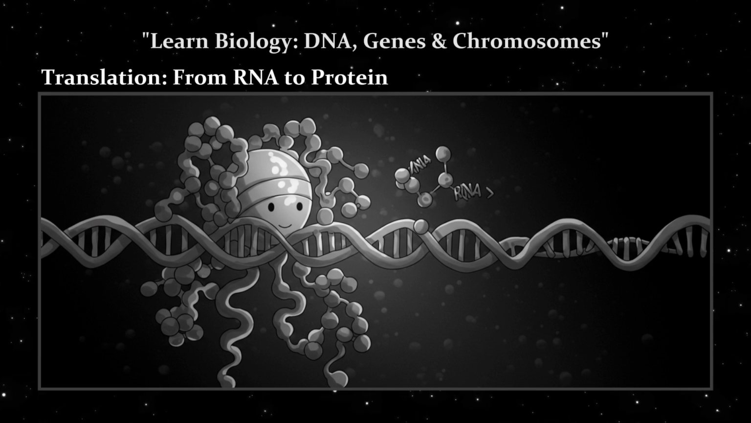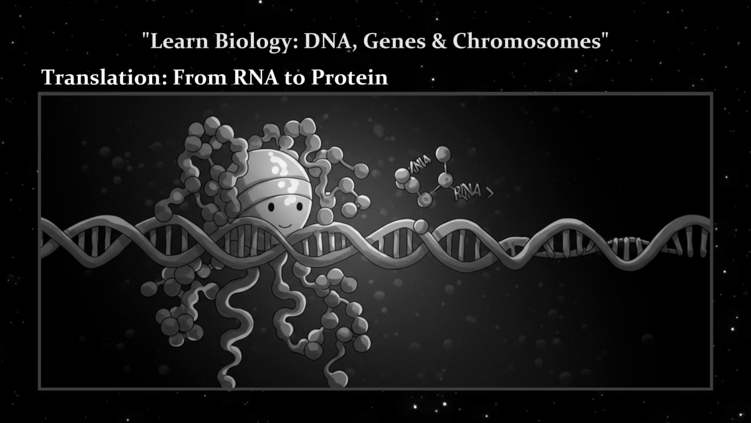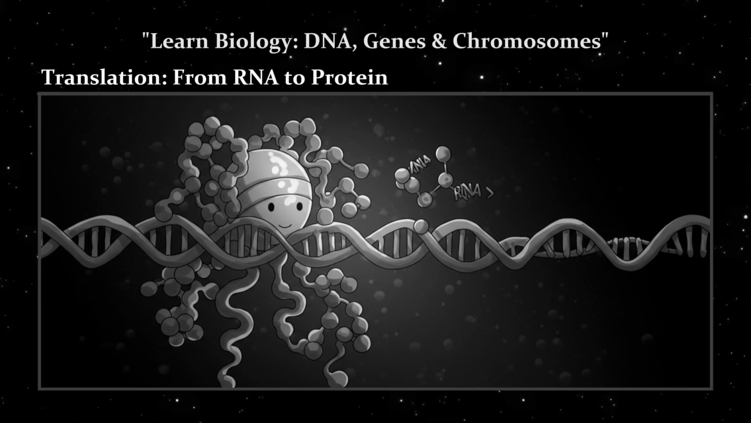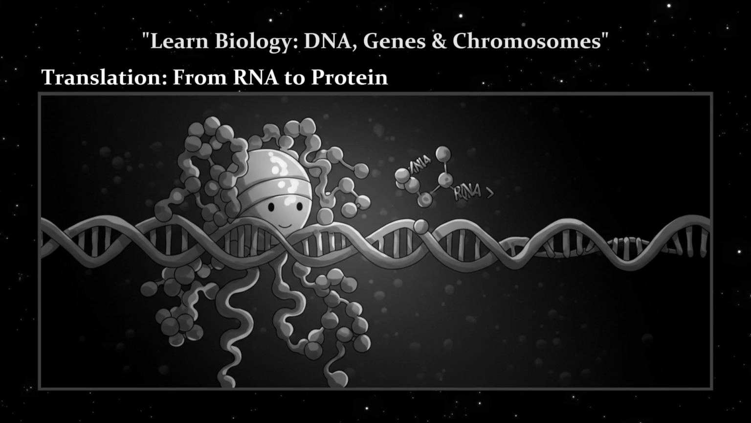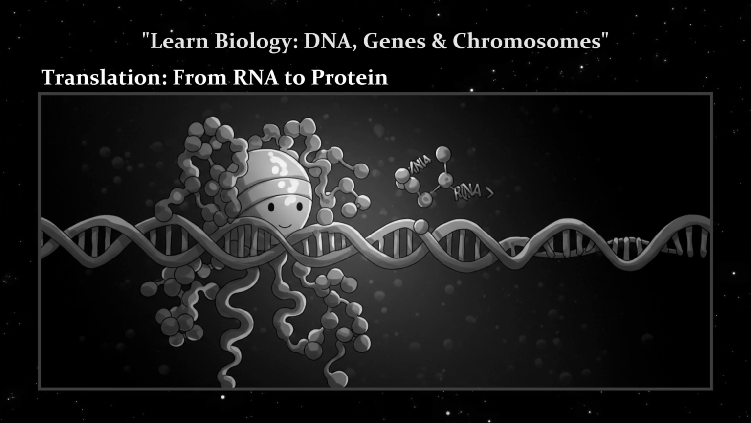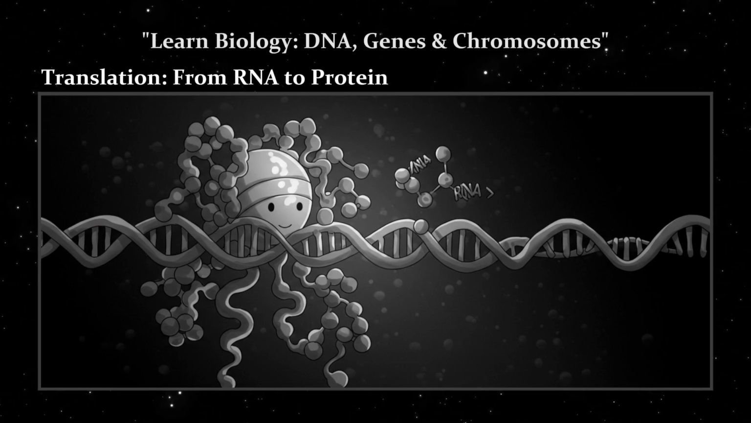Now, we have two tRNAs side by side. The P site holds the tRNA with the first amino acid. The A site holds the tRNA with the second amino acid. The ribosome itself then performs its most magical trick.